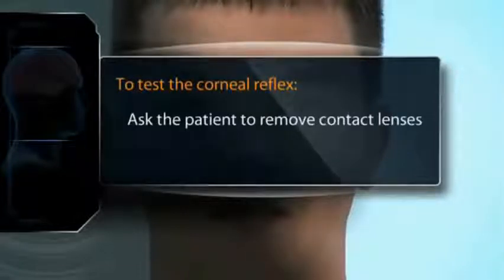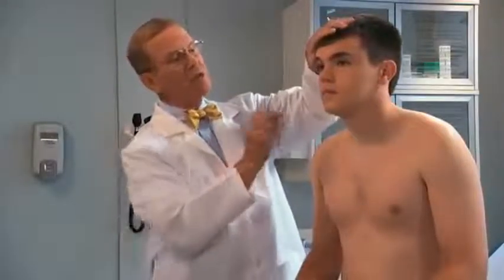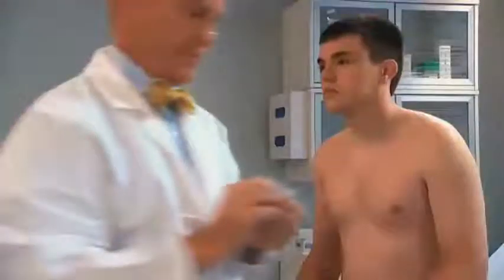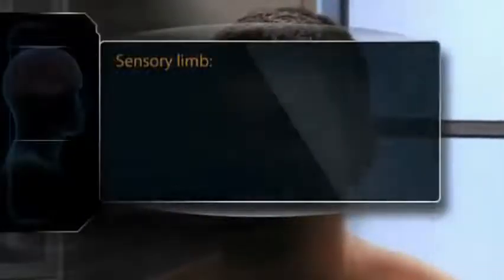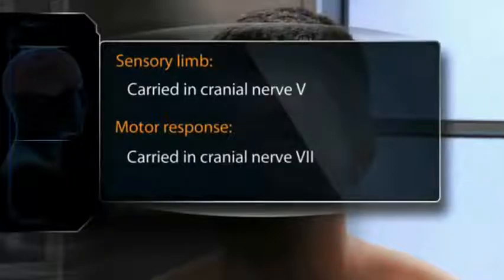To test the corneal reflex, ask the patient to remove contact lenses, which frequently diminish or abolish this reflex. Prepare a fine wisp of cotton. Ask the patient to look up and away from you. Approach the patient from the side, out of his line of vision, and lightly touch the cornea with the cotton. Normally, the patient's eyes blink and tear. The sensory limb of this reflex is carried in cranial nerve 5 and the motor response in cranial nerve 7.